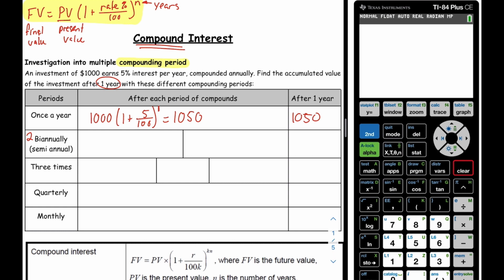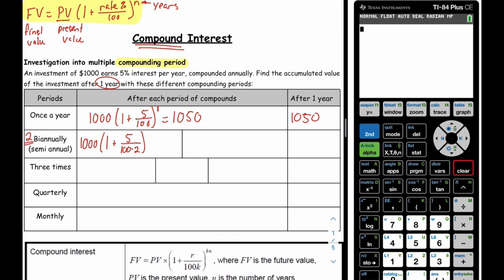So let me do the full working out for you for the biannual. So we start with our 1,000, and then we are going to take our 5%, and we need to separate this 5% into 2. So I'm going to do 5 divided by 2. And I'm going to take this and I'm going to do 1 full compound. If we put this into our calculator, we're going to get the value of 1,025.